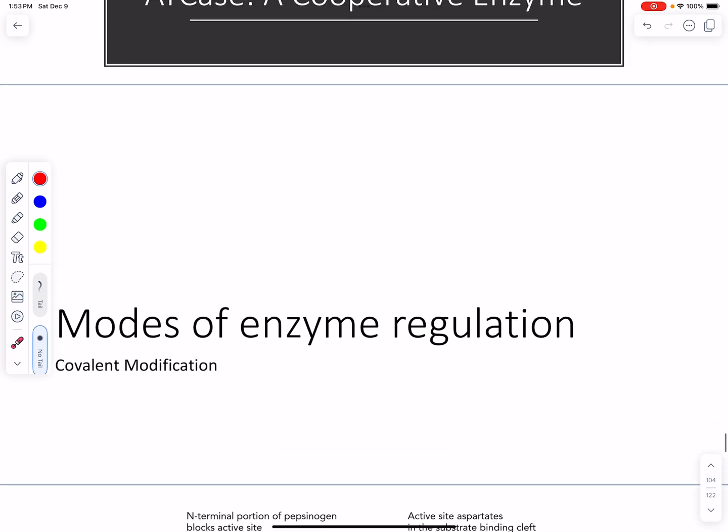So now we're going to talk about covalent modification. This can be either adding or removing a functional group.